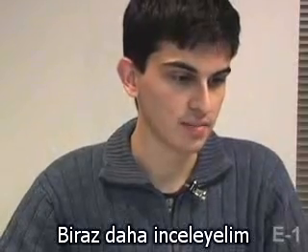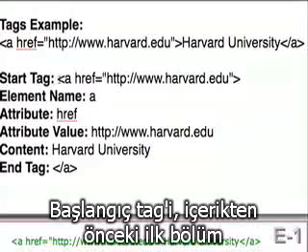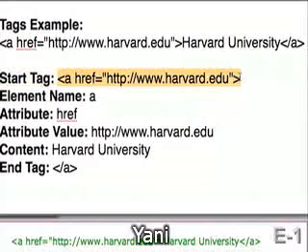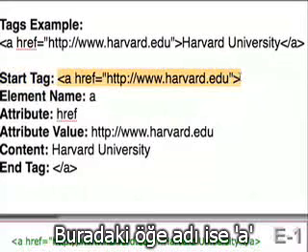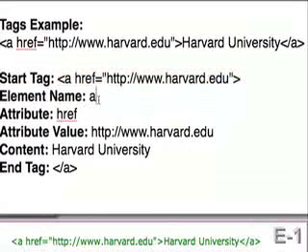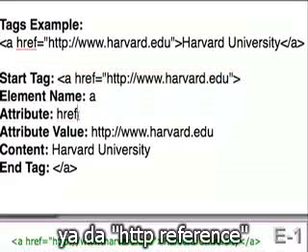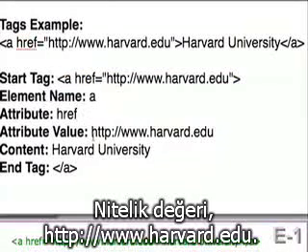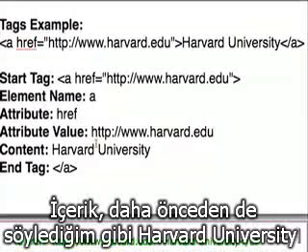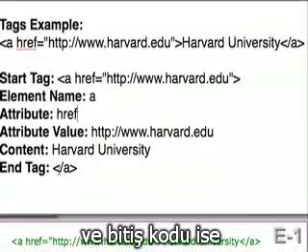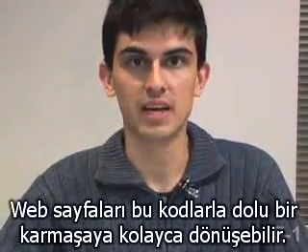So here, let's break it down a little bit. The start tag is the entirety of the first part of the tag before the content. So the A, href, http, etc. The element name in this case is A. This is an anchor tag. The attribute is href, or the HTTP reference. The attribute value is http://www.harvard.edu. The content, like I mentioned, is Harvard University, and the end tag is the /A encapsulated in the angled brackets.